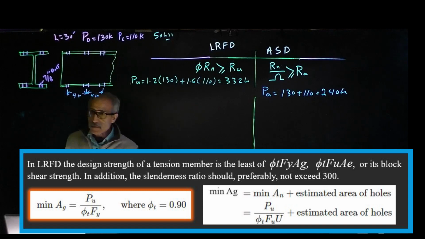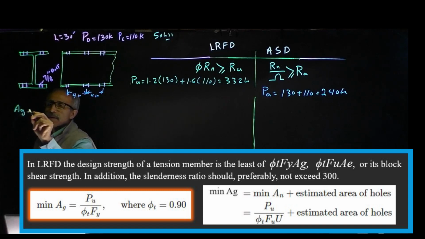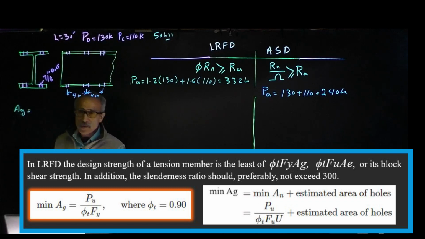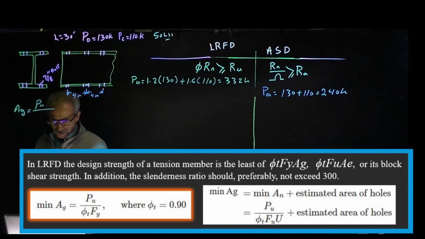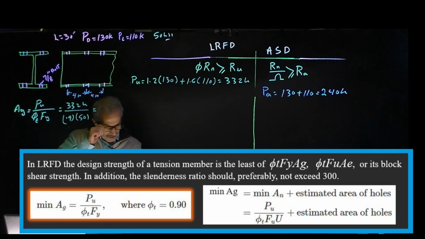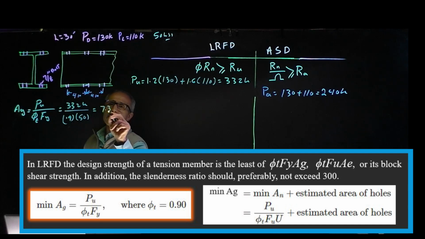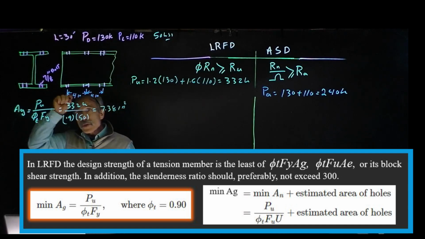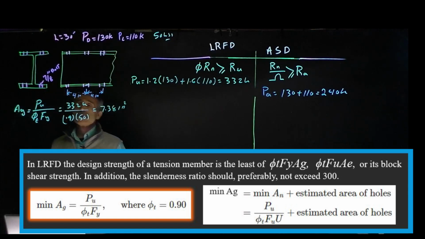We're going to calculate the minimum gross cross-sectional area. Based on that formula, we know it's going to be Pu divided by phi factor of tension. This is a tension member. Multiplied by Fy. And that came out to 332 kips. 332 kips divided by 0.9 times 50. So that gives me about 7.38 inch square. But we know we have a bolt, so we've got holes in there.